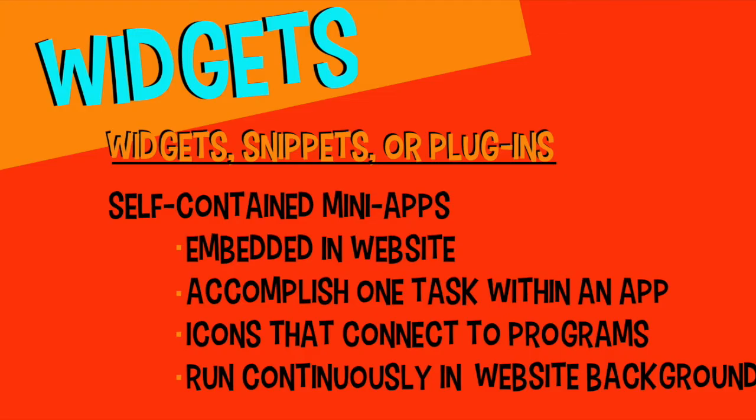A widget, snippet, or plugin is a self-contained mini app that's embedded into your website. They are focused on accomplishing one task from within the app, and they're more like icons that connect to programs. When a customer uses a widget, they're not leaving your site, they're interacting with it. It's always on, running in the background.